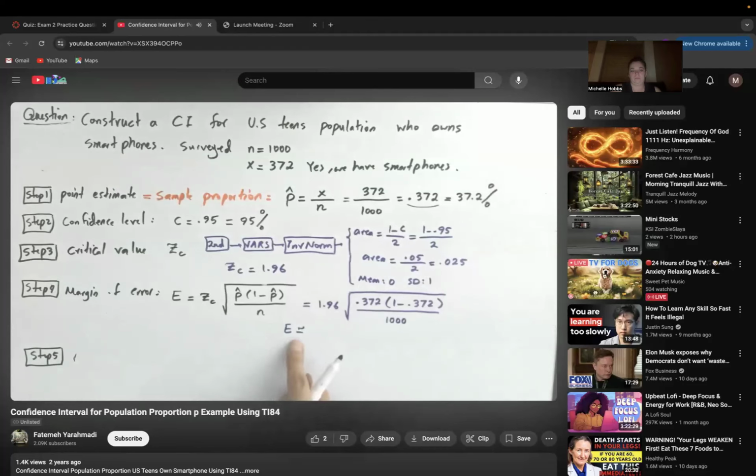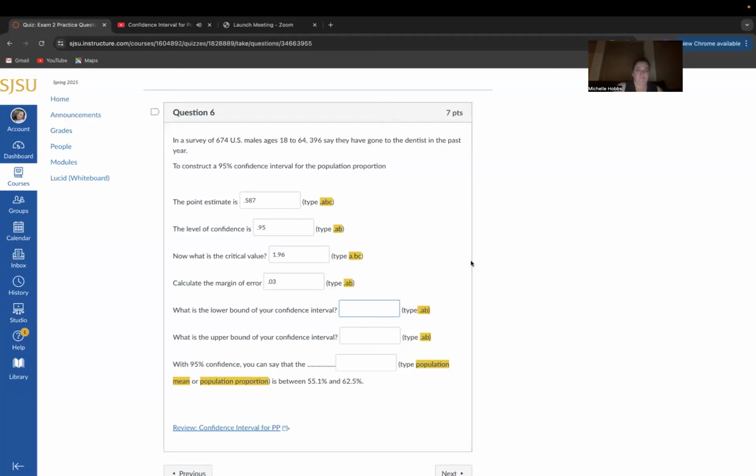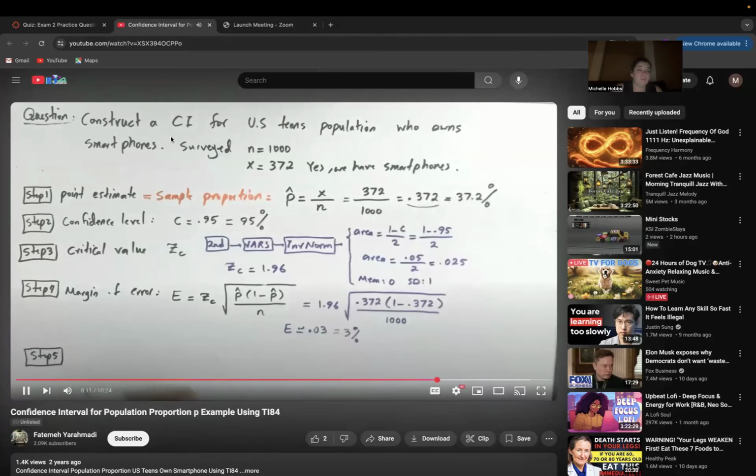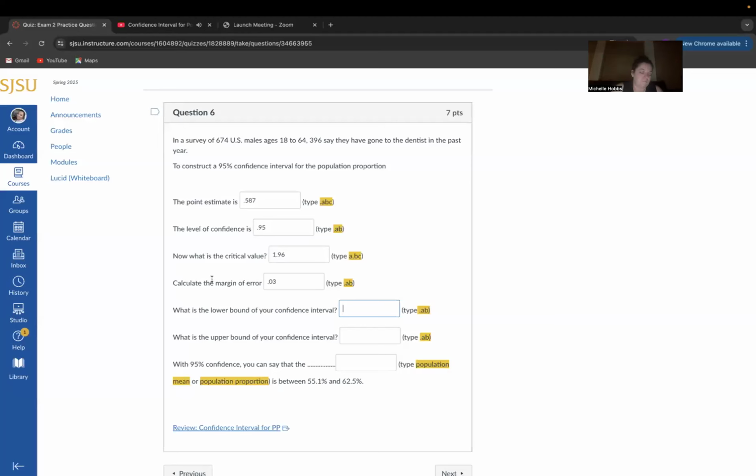The margin of error is approximately 0.03, approximately 3%. The distance is approximately 3%. Remember that. This is your point estimate, and this is the distance. So the confidence interval is equal to, let us open the parenthesis, p hat minus margin of error, comma, p hat plus the margin of error.